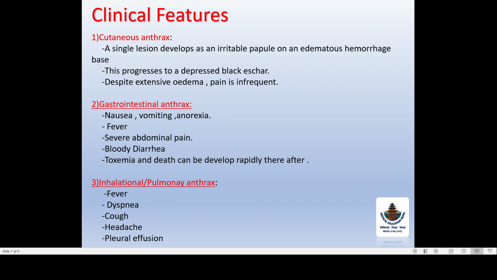And for gastrointestinal anthrax, there are nausea, vomiting, anorexia, fever, abdominal pain, and so on. For pulmonary anthrax, there are fever, dyspnea, chest pain, headache, and pleural effusion.